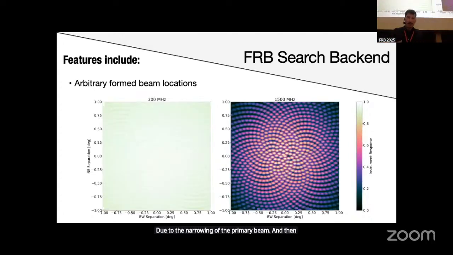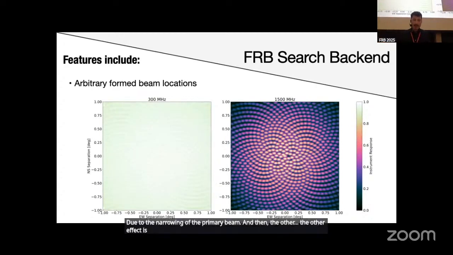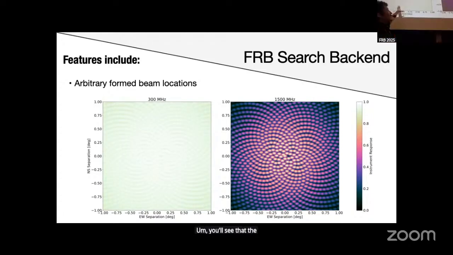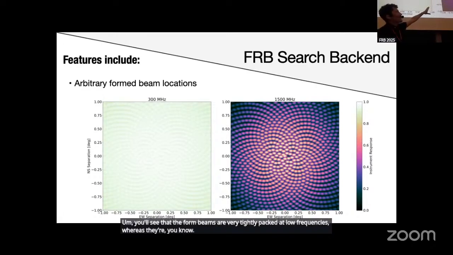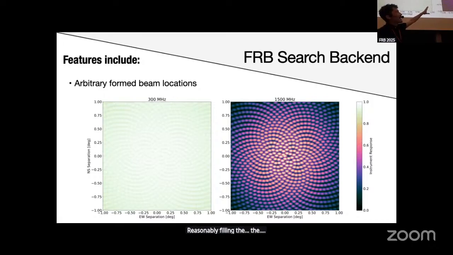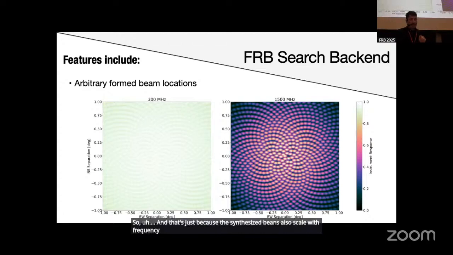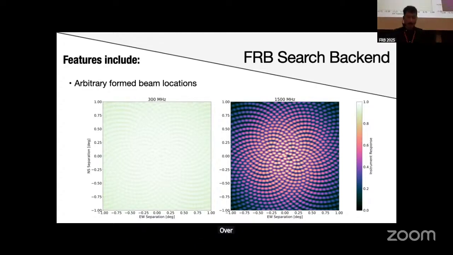And then the other effect is if you zoom in on the central degree, you'll see that the formed beams are very tightly packed at low frequencies, whereas they're reasonably filling the primary beam at high frequencies. And that's just because the synthesized beams also scale with frequency. So even if an FRB is broadband, the instrumental response will introduce some non-negligible spectral dependence over a pretty large fraction of the sky.